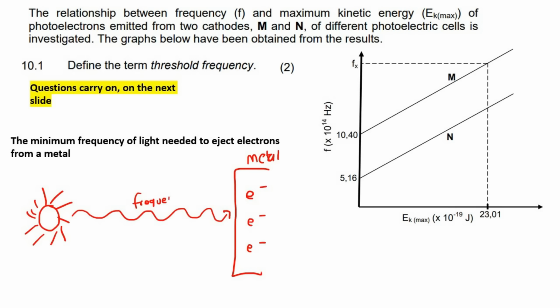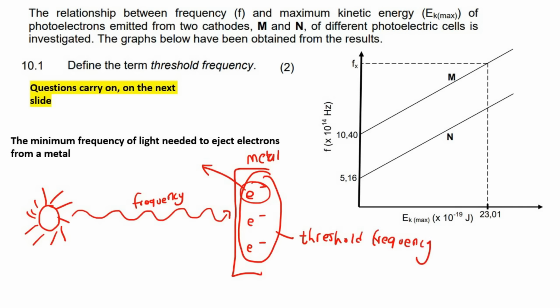That's not the threshold frequency. That's just the frequency of the light. Now, if you want this light to be able to take these electrons and allow them to be released, then the frequency of this light needs to be large enough. How large exactly? Well, each metal has its own threshold frequency. So it's something about the metal, not the light. So each metal has its own threshold frequency.